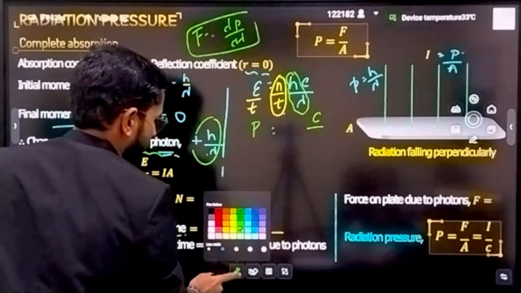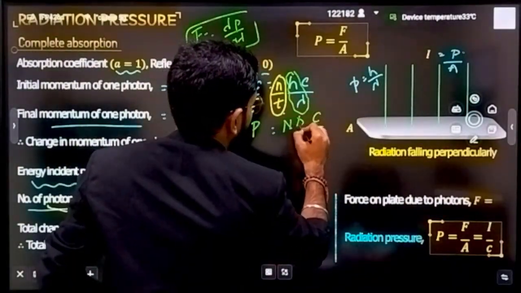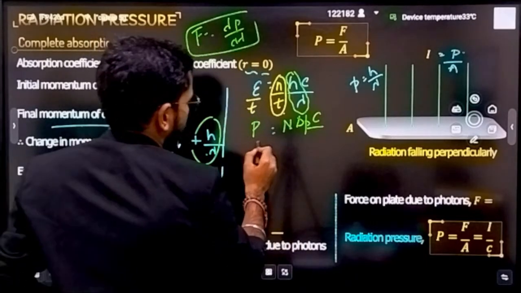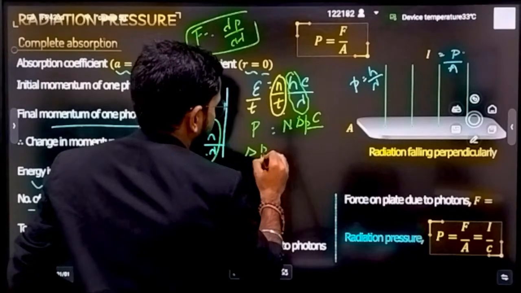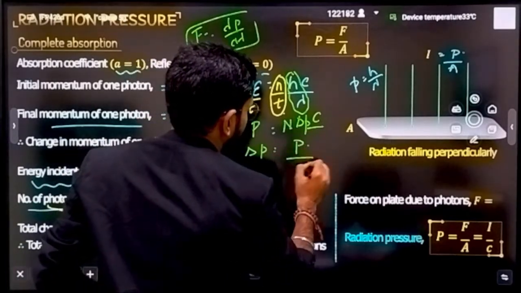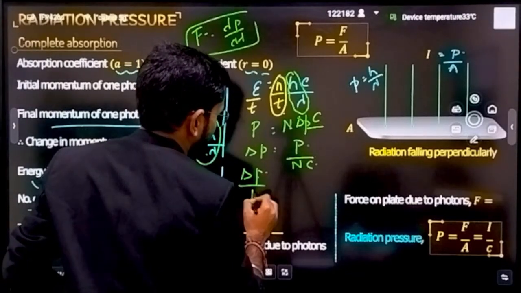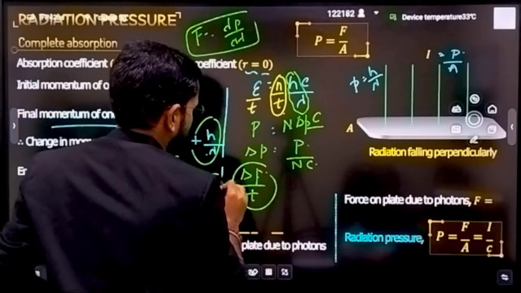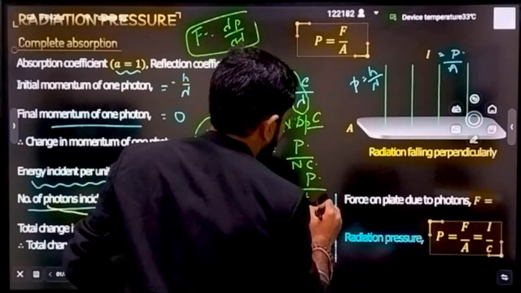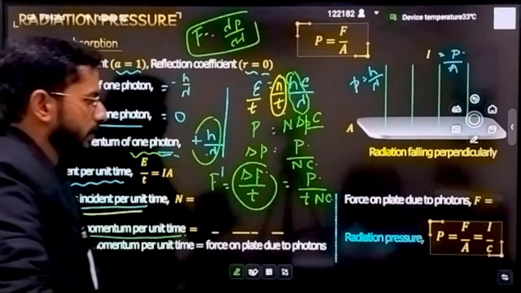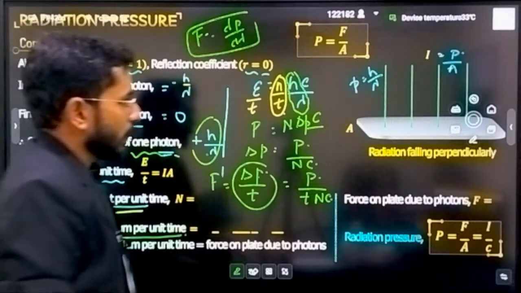और इसको डिफाइन कर लो समथिंग n. What is this h by lambda? It is equal to delta p, and here it is what? Power. Correct? Now if you want to calculate change in momentum will be what? It is equals to power divided by n into c. So just divide it by time, that is the force that you will be having. Force will be equals to, here also divide by time, power by time into n into c. n into c, this is what you will be defining as power.